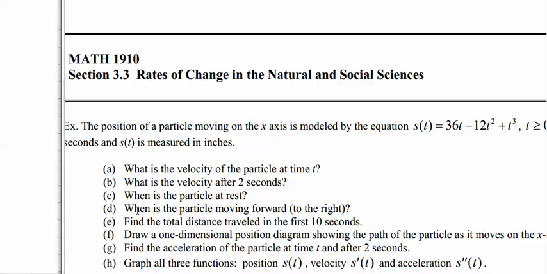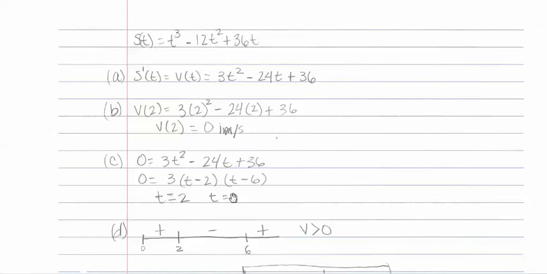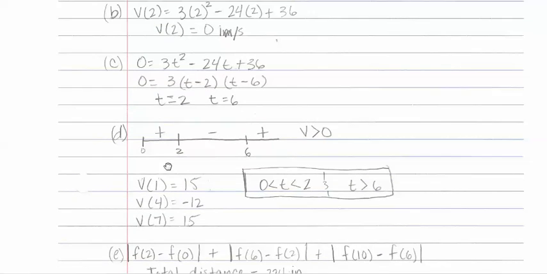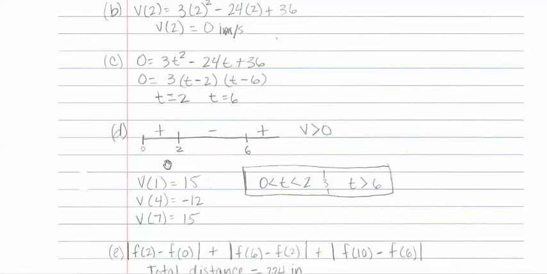And D, when is the particle moving forward or to the right? So part D. Alright, so now I have to find out when the particle is moving to the right. So that's when velocity is greater than 0. So I plug in points between 0 and 2 to see if velocity is greater than 0 or if it's negative. So I plug in v of 1, and v of 1 equals 15, so velocity is positive. So that means it's moving forward or to the right.